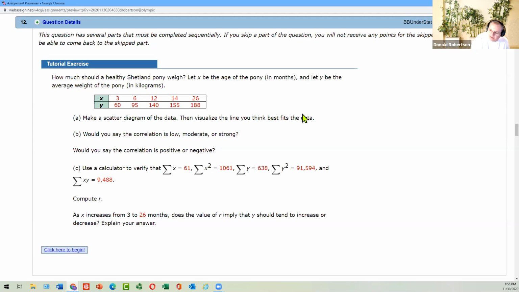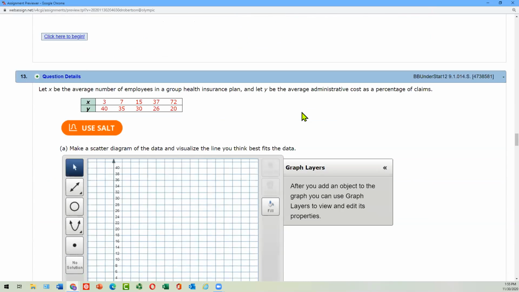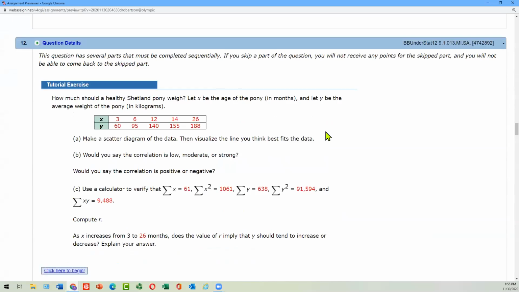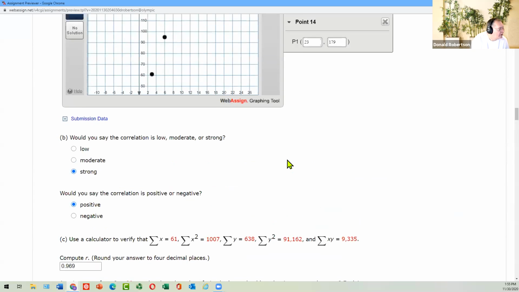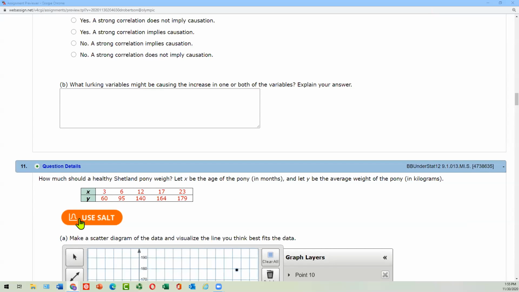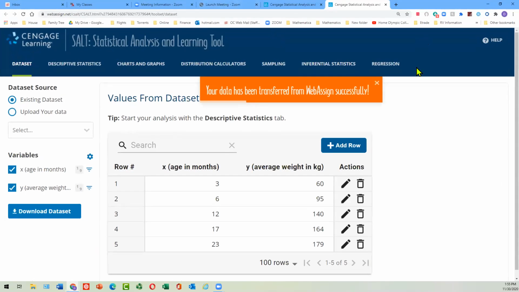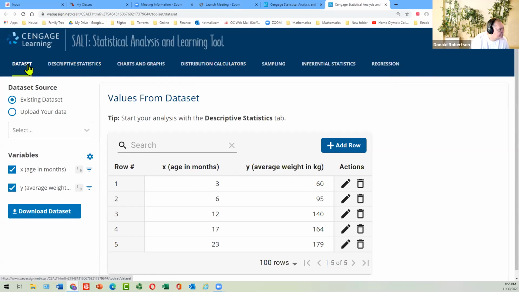Are we good? Okay. How did you find R again? Say that again. How did you find R again? Oh, I went and I hit use SALT. I'm going to go out of this so I can go back in. Hit regression.